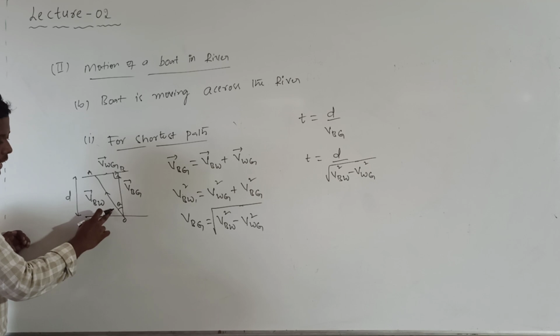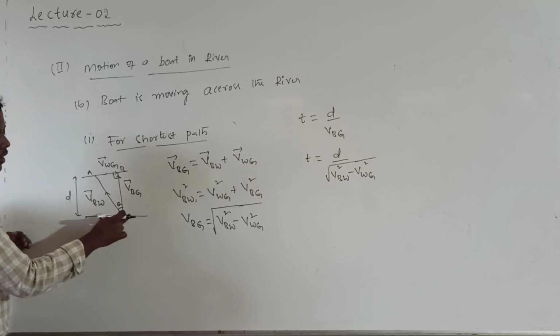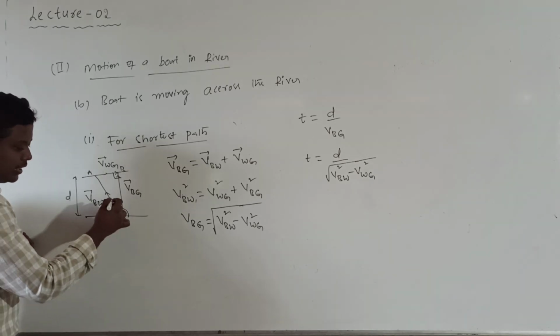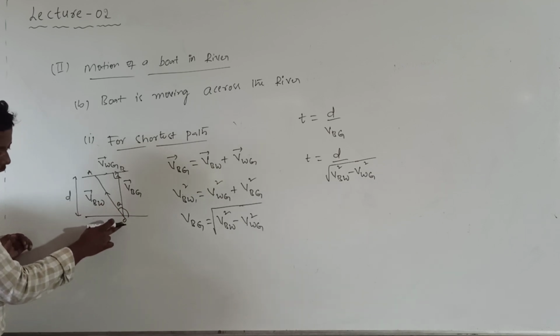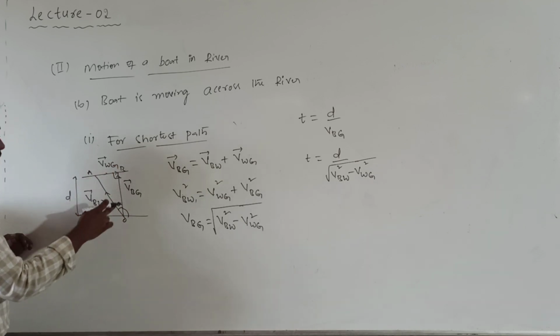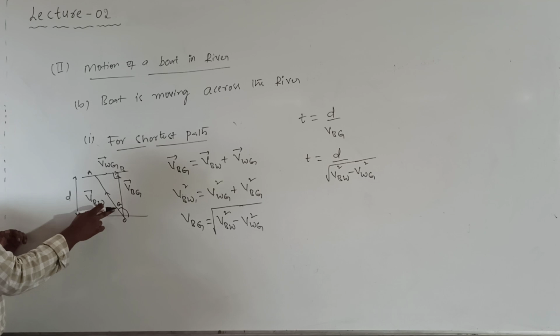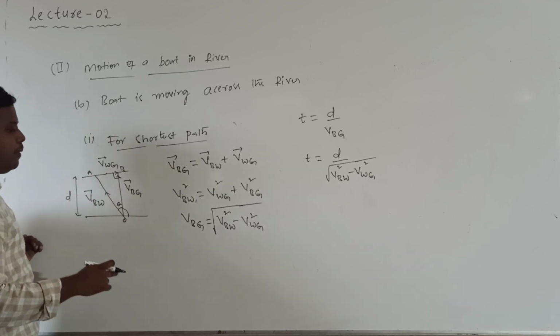If I calculate the theta value, what is the total angle made by the direction of the boat with respect to river flow? That can also be calculated. First let me calculate theta. So for calculating theta, let us consider the triangle OAB. In this triangle OAB, let us get sin theta. Opposite side value VWG, hypotenuse value VBW.